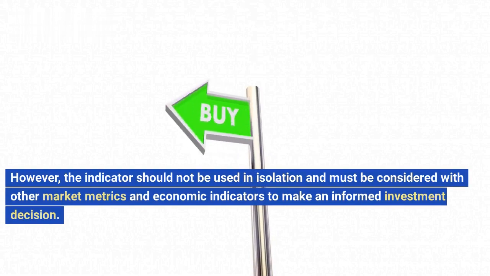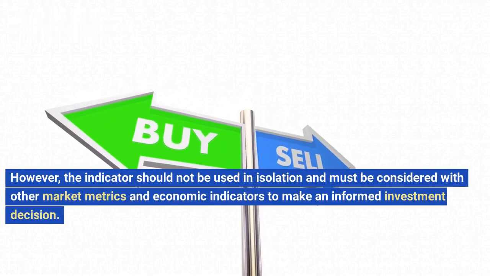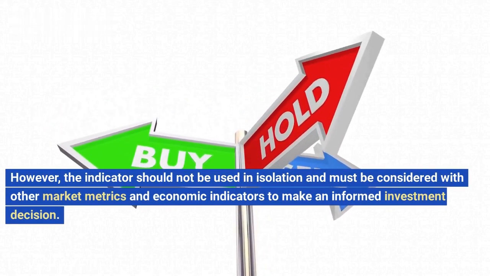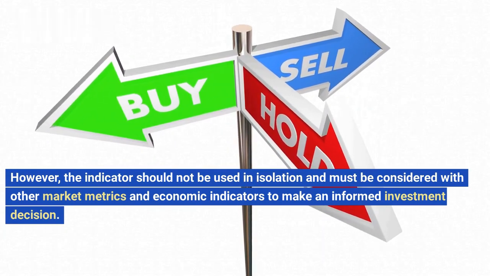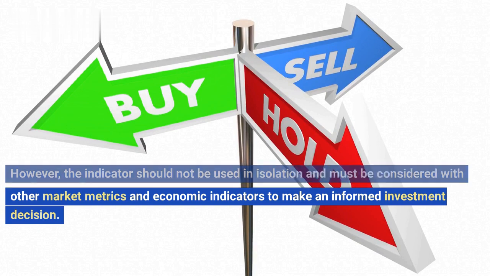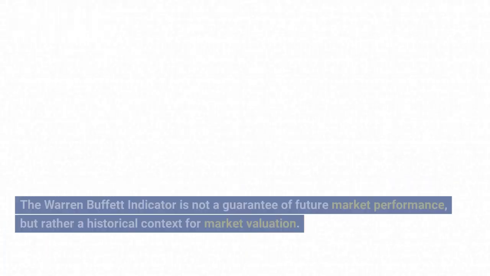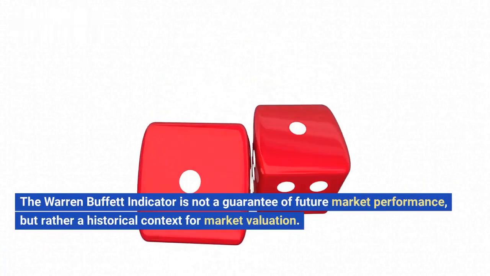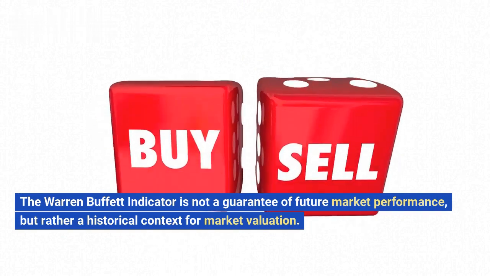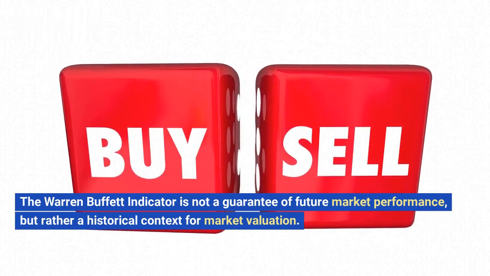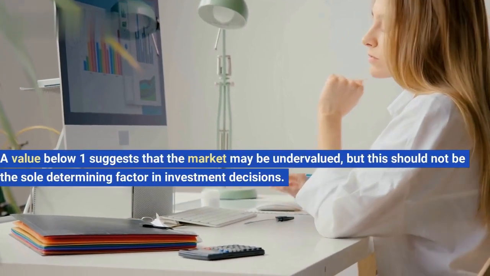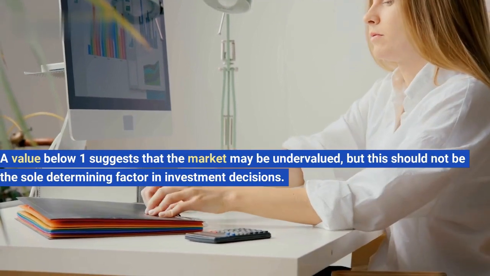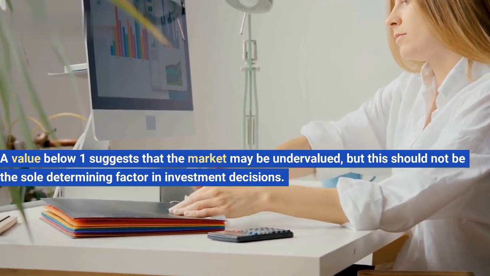However, the indicator should not be used in isolation and must be considered with other market metrics and economic indicators to make an informed investment decision. The Warren Buffett indicator is not a guarantee of future market performance, but rather a historical context for market valuation. A value below 1 suggests that the market may be undervalued, but this should not be the sole determining factor in investment decisions.